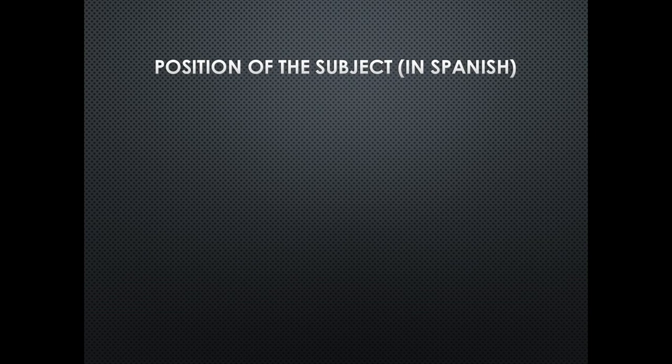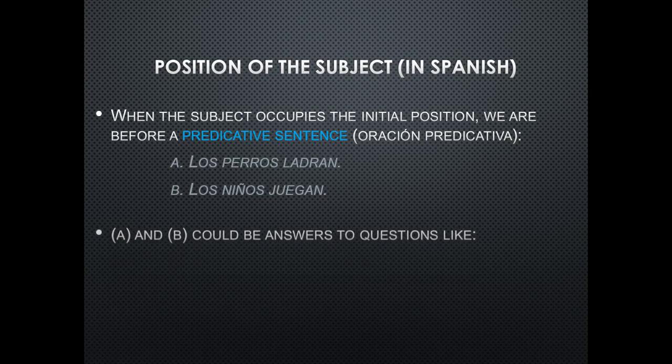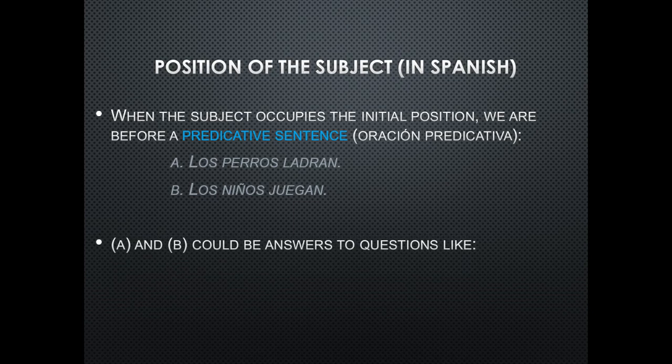And taking into account this position of the subject, we can speak of two types of sentences. We can speak of a predicative sentence when the subject occupies the initial position, oración predicativa in Spanish, like the following sentences. Los perros ladran, los niños juegan, right? According to Di Tullio, sentences A and B could be answers to questions like ¿qué hacen los perros? or ¿qué hacen los niños?